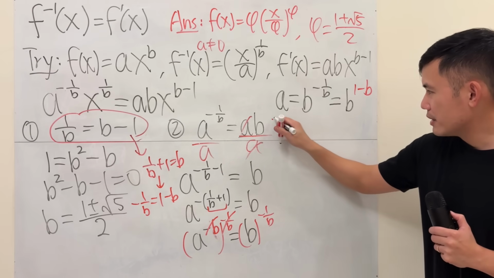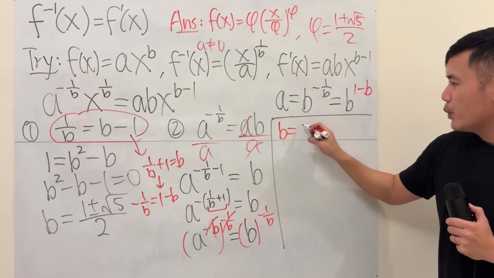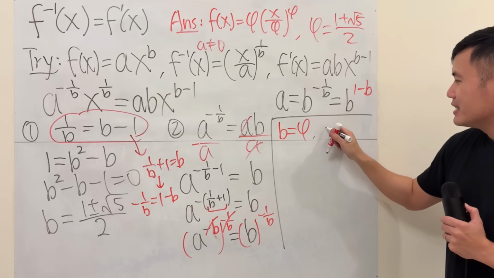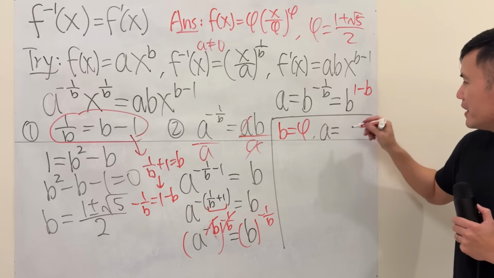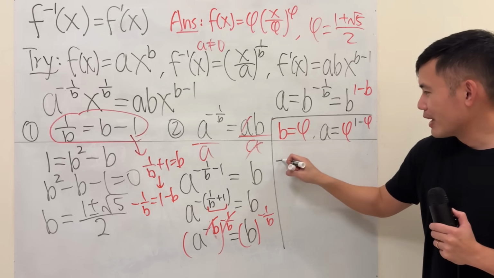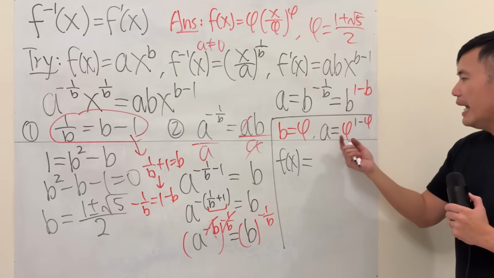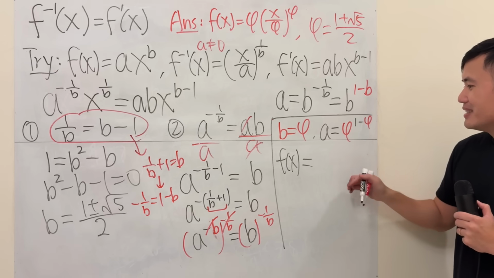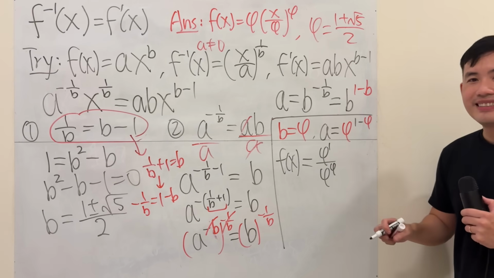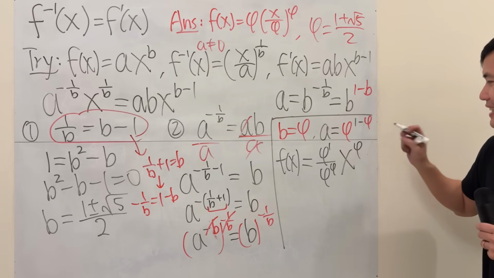Now, ladies and gentlemen, here's how I'm going to finish the rest. Take b equal to phi, which is the golden ratio. Let's just do this version. And you will see that a is just going to be phi raised to the 1 minus phi's power. Now, our function is going to be a times x to the b's power. A is this. Now, what can we do? I can write this as phi to the first power over phi to the phi's power. And then we multiply by x to the b's power, which is phi, like that.